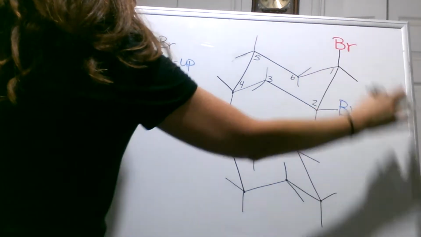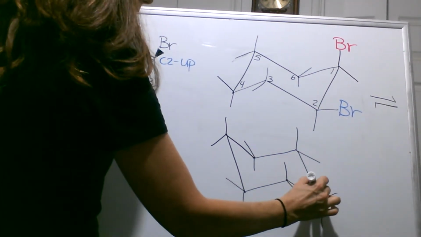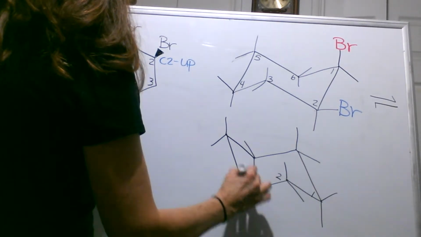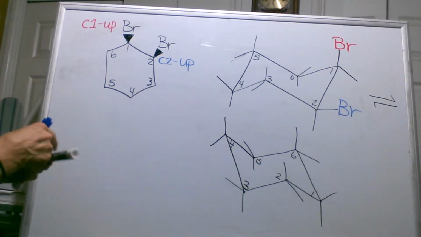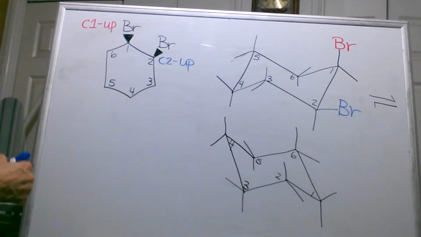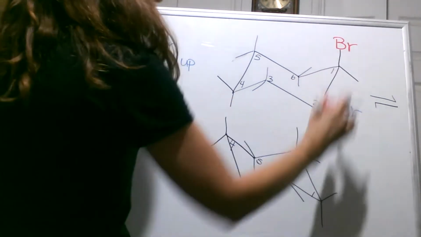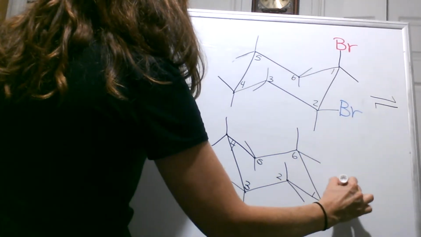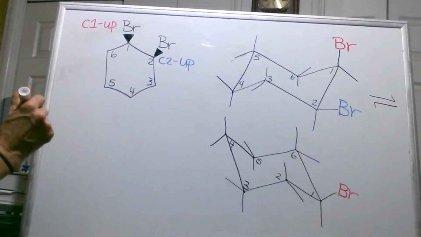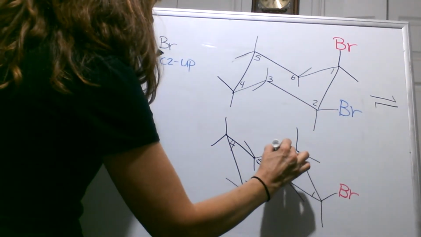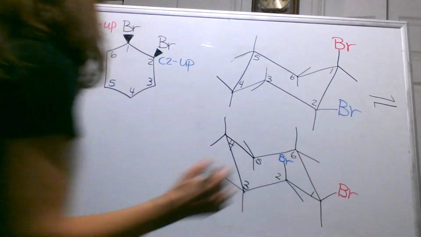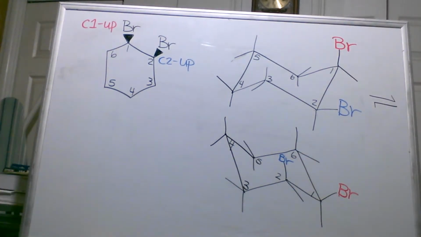Oh, we should number the carbons. So remember, this carbon pulls down, becomes this carbon, so that one becomes number 1. And we just number those all the way around the ring. And then we just put the bromines on the correct carbons in the correct orientation. So both bromines are pointing up. So the bromine on carbon 1 is pointing up. That's the bond on carbon 1 that's pointing up. And then the bromine on carbon 2 is also pointing up. So the bromine on carbon 2 ends up there.